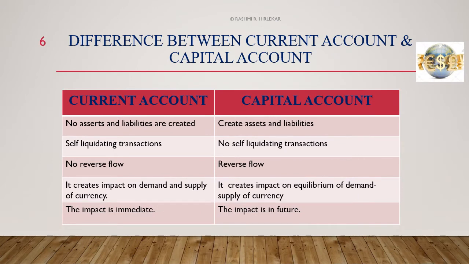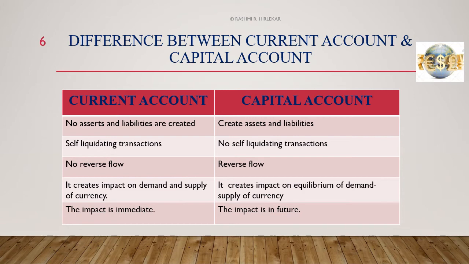We have learned about current account and capital account. Now we will see the difference between current account and capital account. The classification of transactions as either current or capital does not depend on the nature of asset but on nature of transactions. In current account, only those transactions are recorded which do not create any assets or liabilities, whereas in capital account, transactions are recorded which create assets and liabilities.